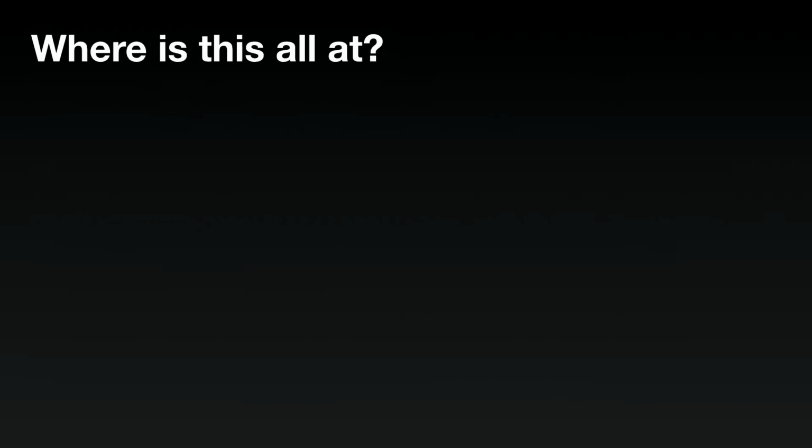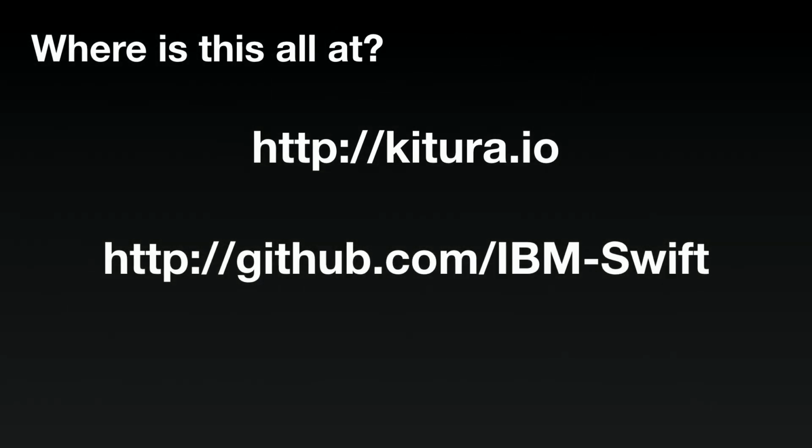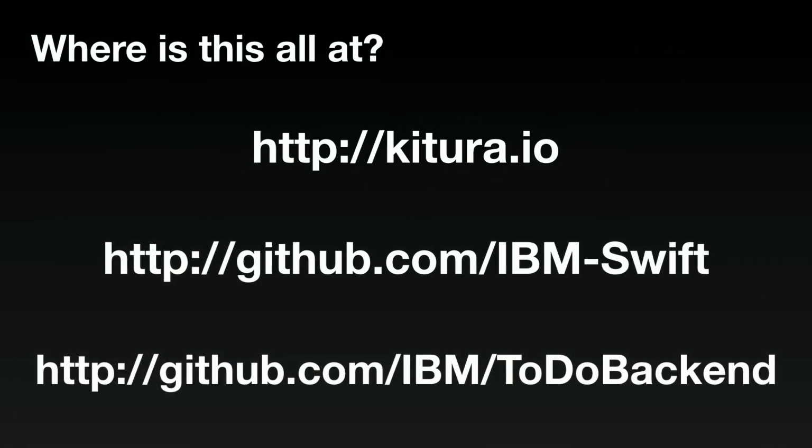So, where is this all at? Like I said before, Kitura.io is the main place. That's where you can get all the documentation and all the instructions on how to set up. All the code itself is at github.com/IBM-Swift. And then, this I always keep forgetting, the workshop content, which was making a to-do app, because clearly we don't have enough to-do apps at this point, is not on the Swift one. It's on github.com/IBM. It's called To-Do Backend.